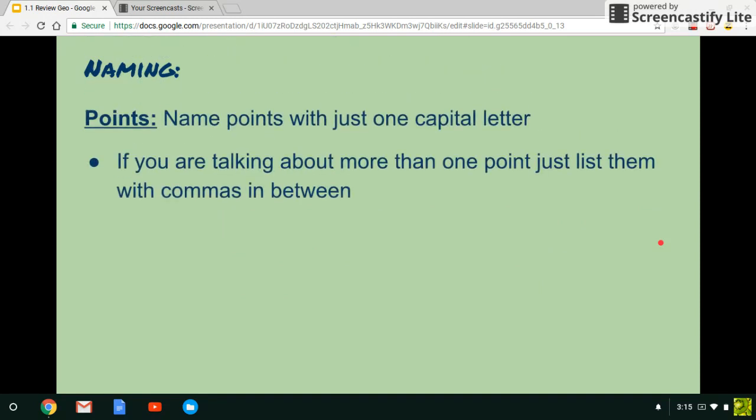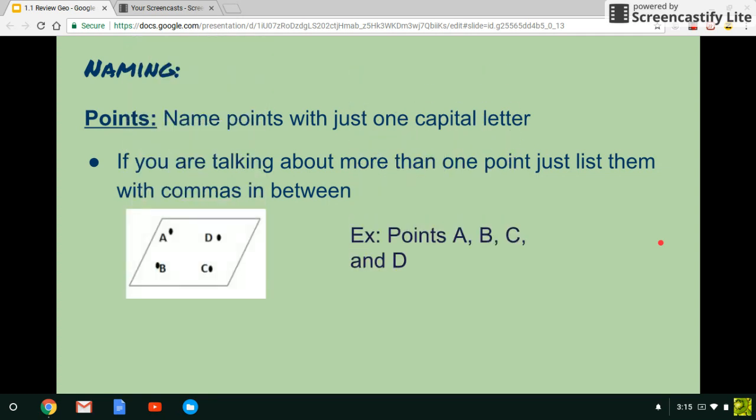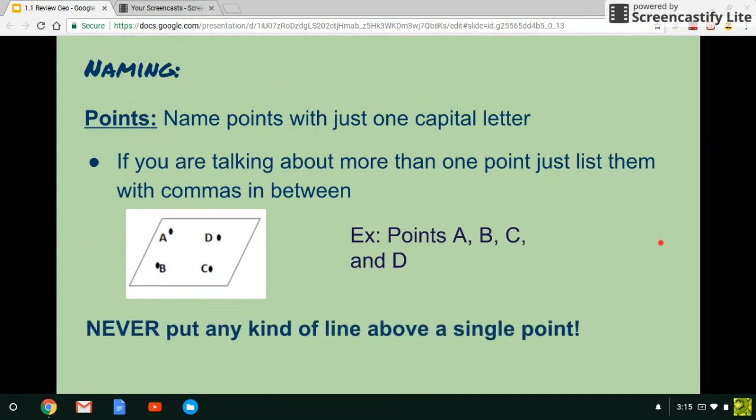Okay, so for naming, first we want to name points, and you want to name points with just one capital letter. If you're talking about more than one point, just list them with commas in between. So for example, if we're talking about points A, B, C, and D, we list them as points A, B, C, and D with just commas in between them. Also, you never want to put any kind of line above a single point. Nothing like that.